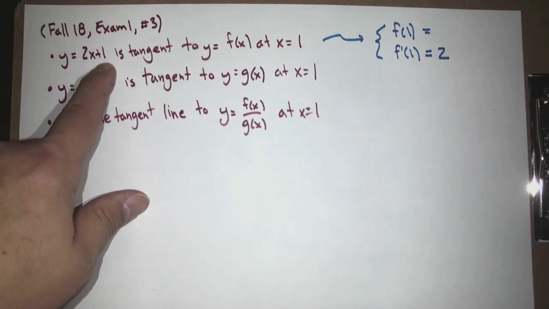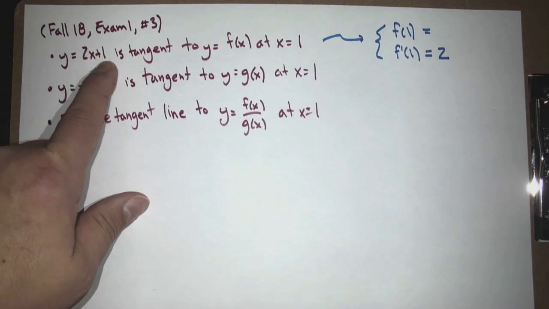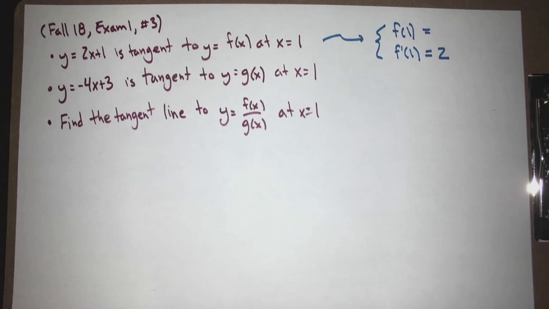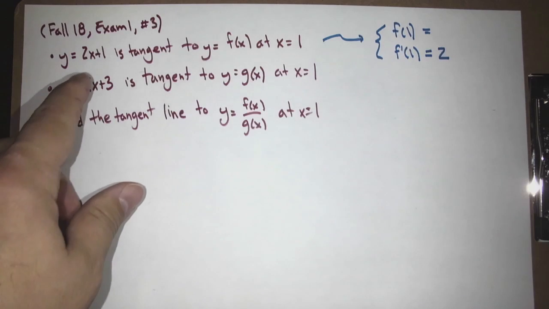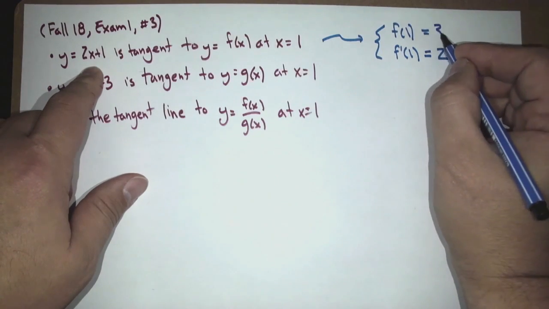Is it this number 1? And why not? Okay, it's not 1. How do you get it? Plug in 1. So the line has to match the function at 1. So plug in 1 into the line. What's coming out? 3. Okay.